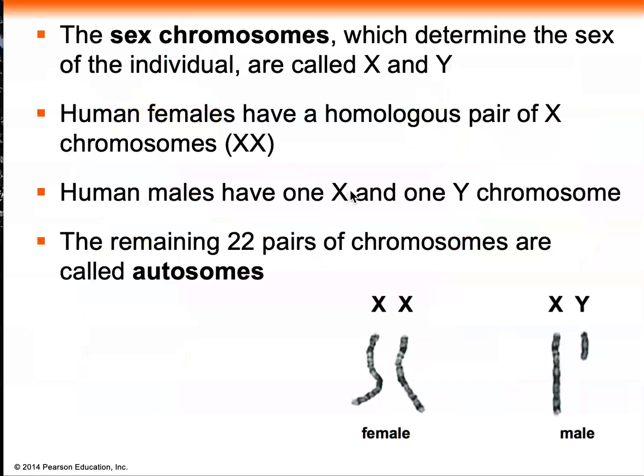Now, of those 23 pairs, there is one pair that's special, and these are the sex chromosomes that determine gender, and these are called the X and the Y chromosomes. So human females have two X chromosomes, and human males have an X and a Y chromosome. And the other 22 pairs of chromosomes are called autosomes.